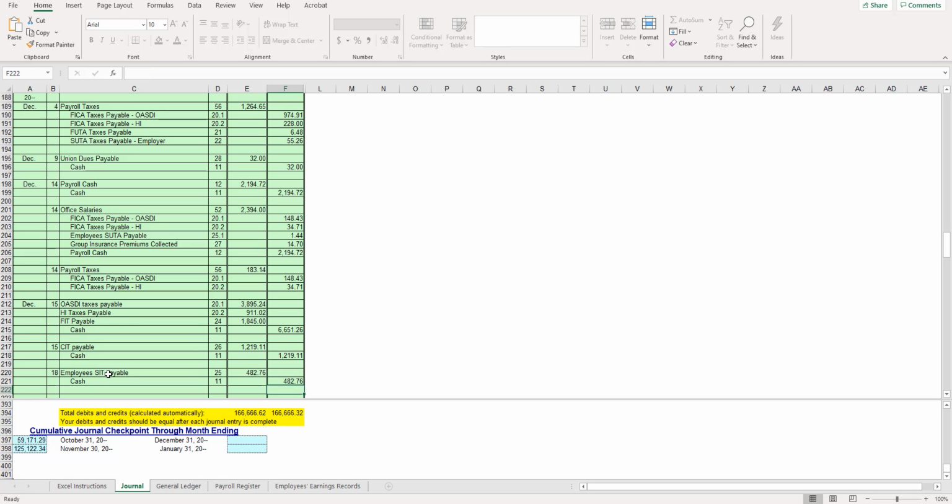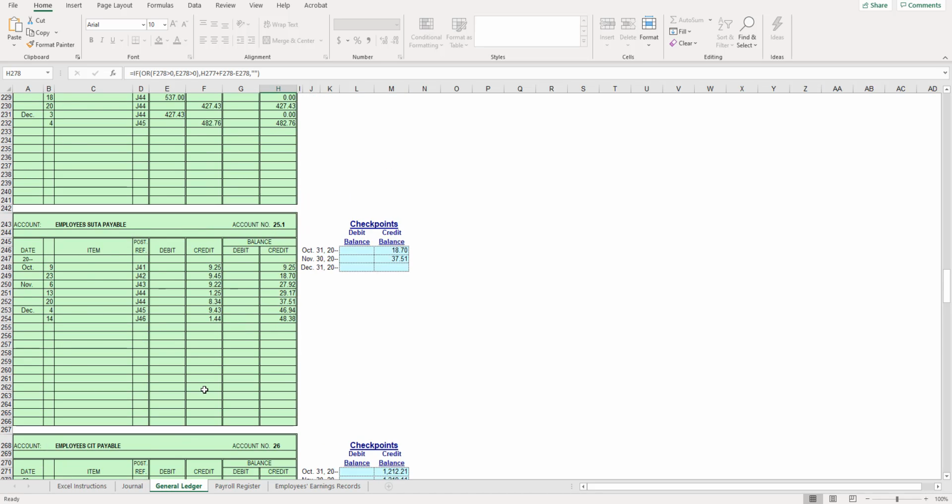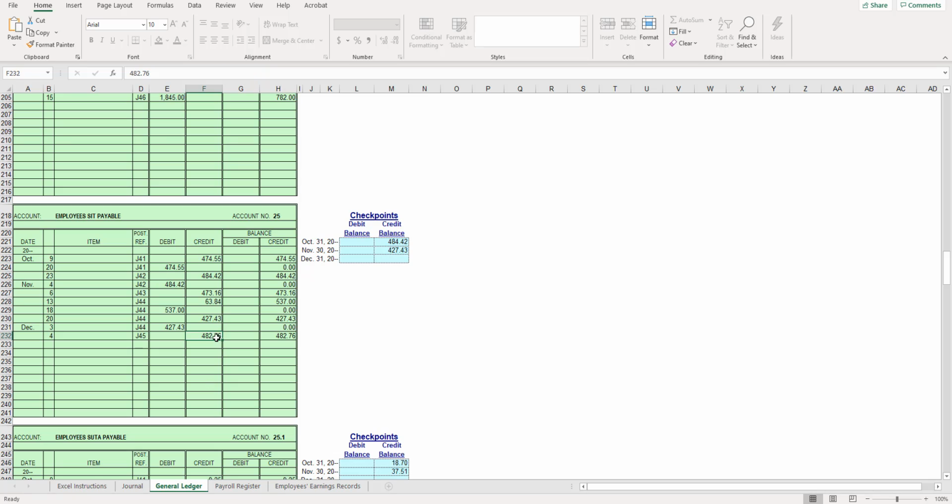And rather than post those for you, I'm just going to show them to you where I found the SIT payable. I believe it was right up here, 482.76. In this case, they wanted us to deposit it from the 4th. So we're depositing at a little bit different frequency here.